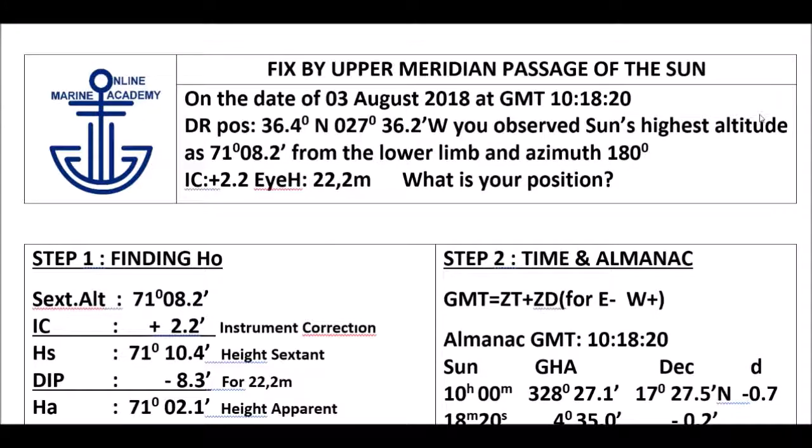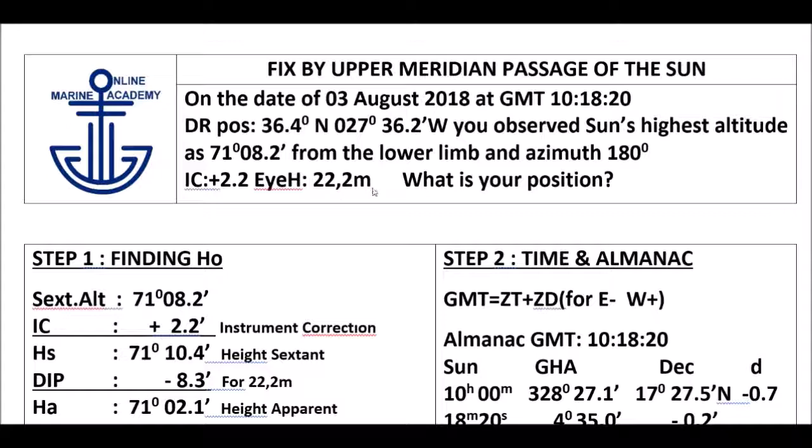Position fixed by upper meridian passage of the Sun. On the date of 3 August 2018 at GMT 10:18:20, you are positioned 36 degrees 36.2 minutes north, 0.27 degrees west. You observe the Sun's highest altitude as 71 degrees 08.2 minutes from the lower limb and the azimuth 180 degrees. Instrument correction plus 2.2 minutes.